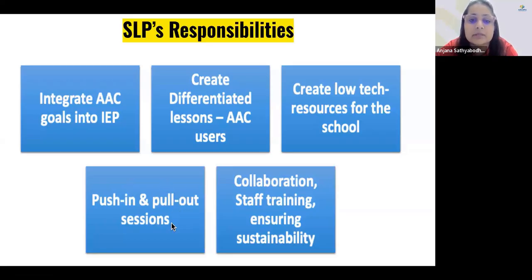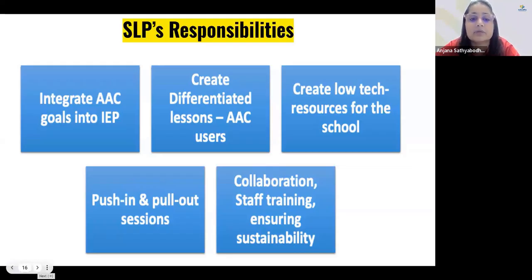And I also had some push-in and pull-out sessions. Pull-out sessions were, of course, individualized therapy sessions, but push-in sessions meant walking into the classroom and trying to ensure that the educators are able to use the device and the communication supports, and just to understand how things are going on. And then, of course, collaboration and staff training. Collaboration is a common thing for all of us. Then staff training, ensuring that it's sustainable.